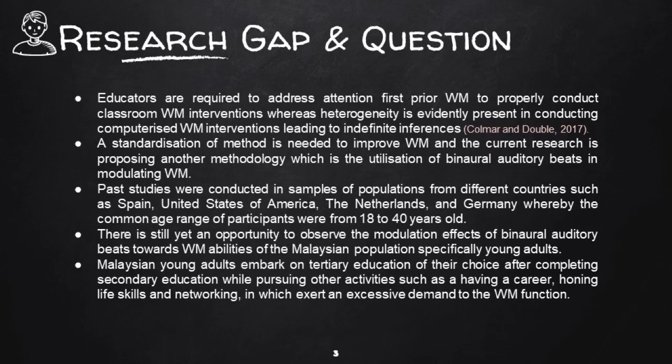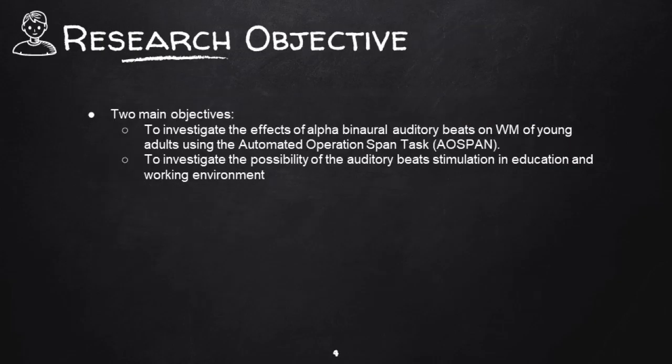Most Malaysian young adults embark on tertiary education of their choice after completing secondary education, while pursuing other activities such as having a career, honing life skills, and networking, which exert an excessive demand on the working memory function. The aim of this study is to investigate the effects of alpha binaural auditory beats on working memory of young adults using the automated operation span task.